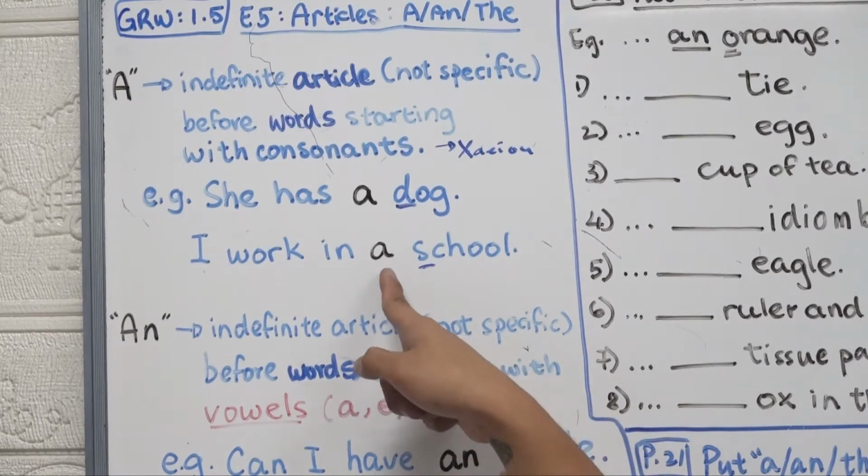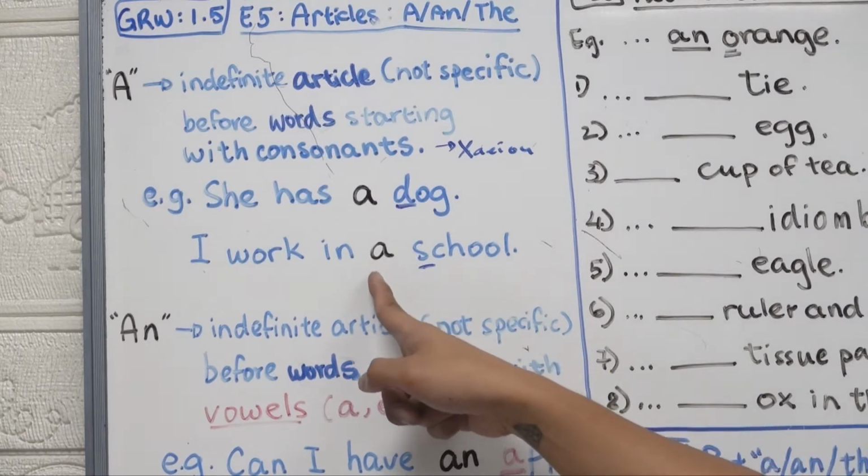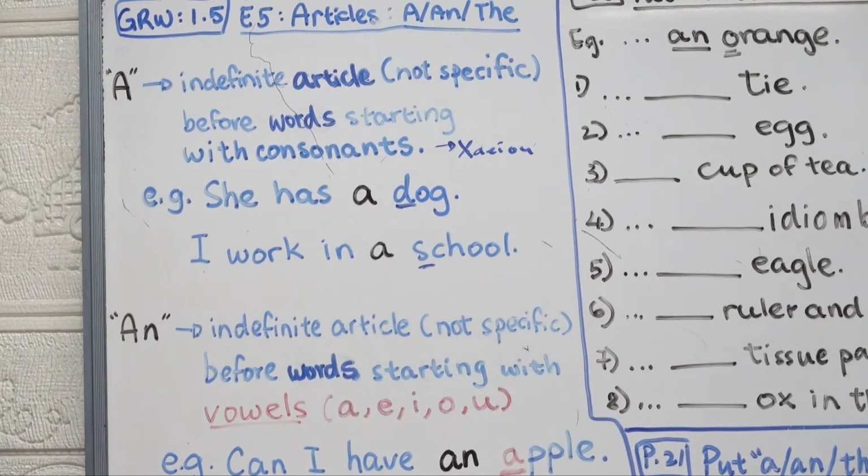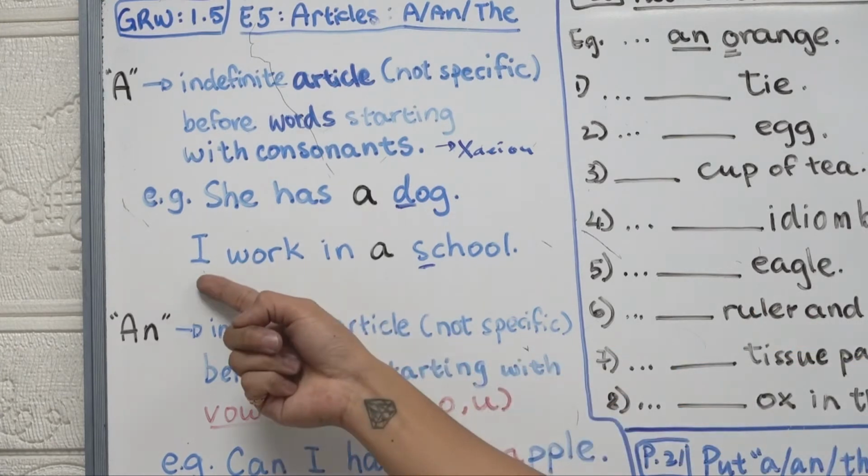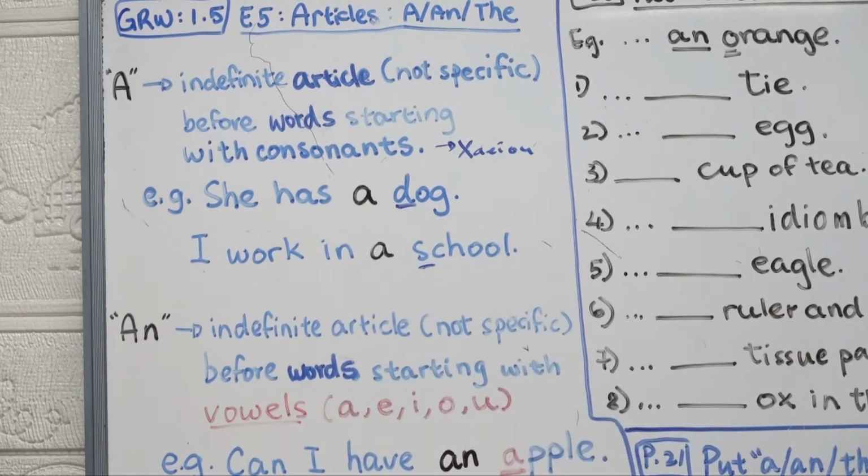So we need to use the indefinite article. For consonants, it is a. Again, indefinite articles are not a specific object. We don't know for sure which one we're talking about. So she has a dog. That means maybe we haven't seen the dog yet, and we didn't know she had a dog. Someone tells us for the first time, oh, she has a dog, and we don't know what the dog looks like. I work in a school. This is my first time telling you that I work in a school, and you don't know what school that is.